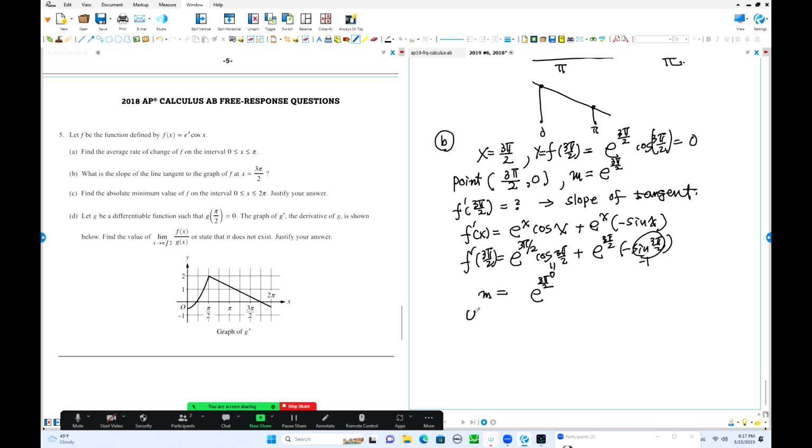So y minus y1 equals 0. Slope is y, e to the what? 3 pi over 2. And x minus 3 pi over 2, right? But we really write down just y equals y, e to the 3 pi over 2. And you can leave it this way too, minus 3 pi over 2, okay? You can leave it this way.